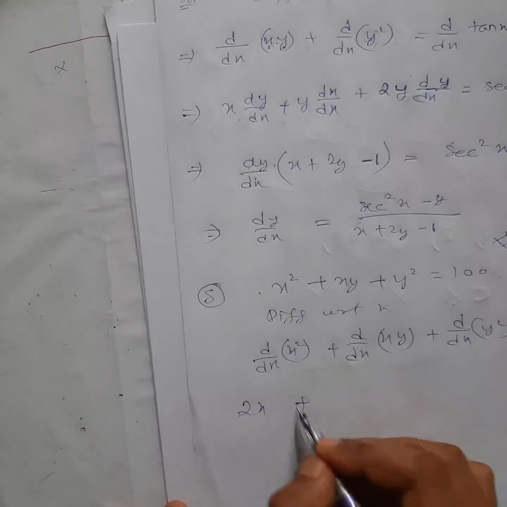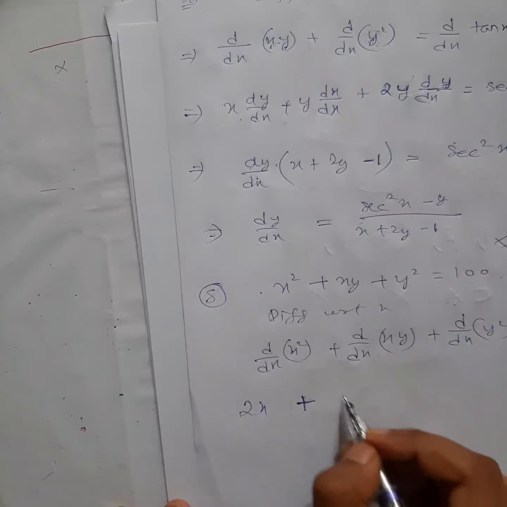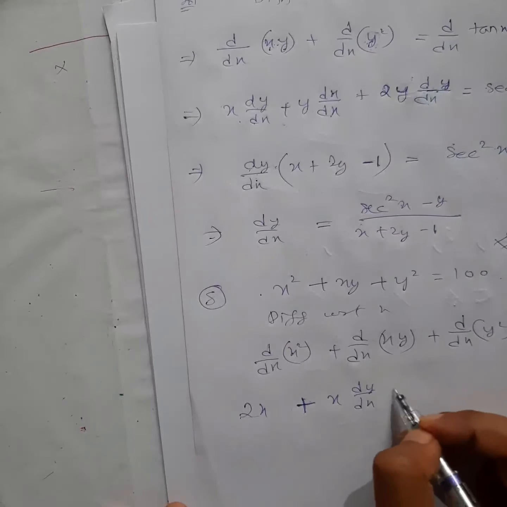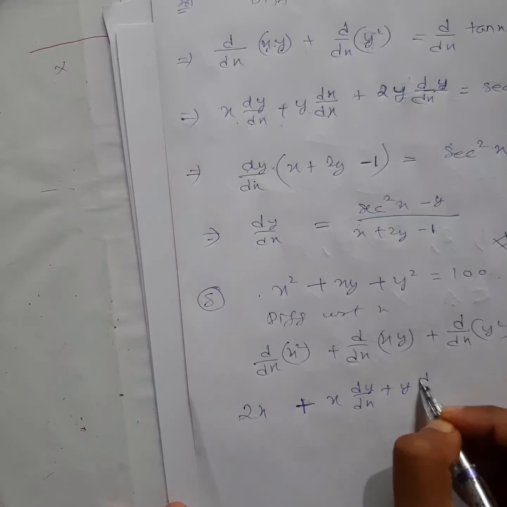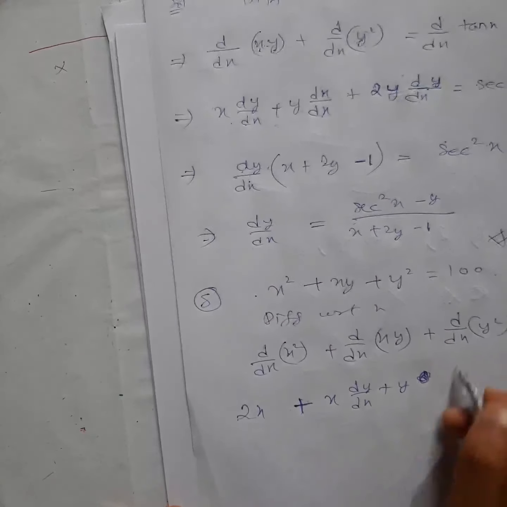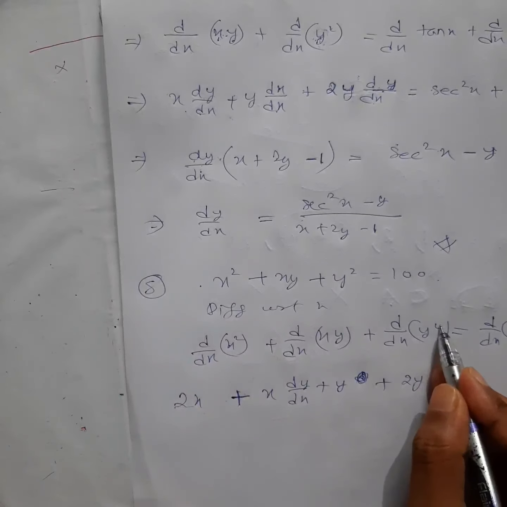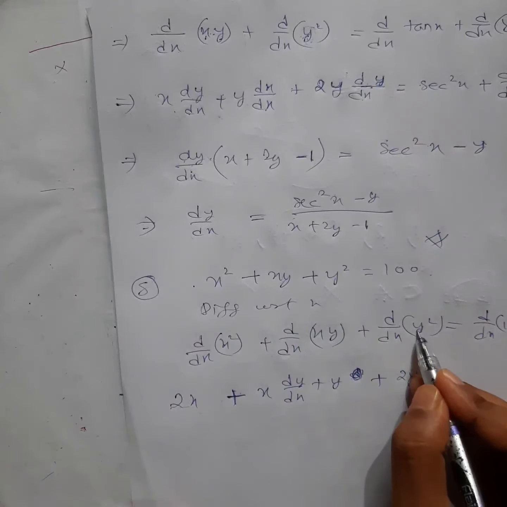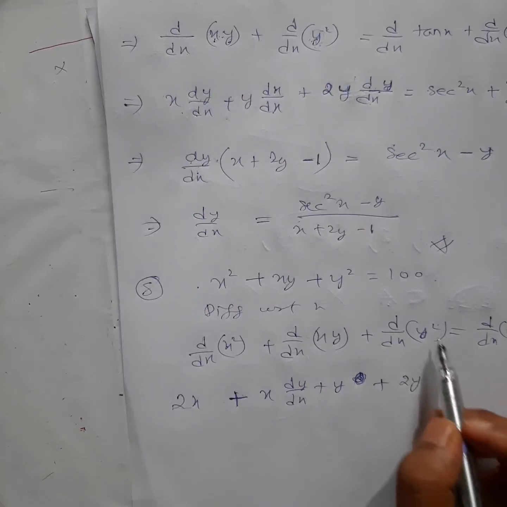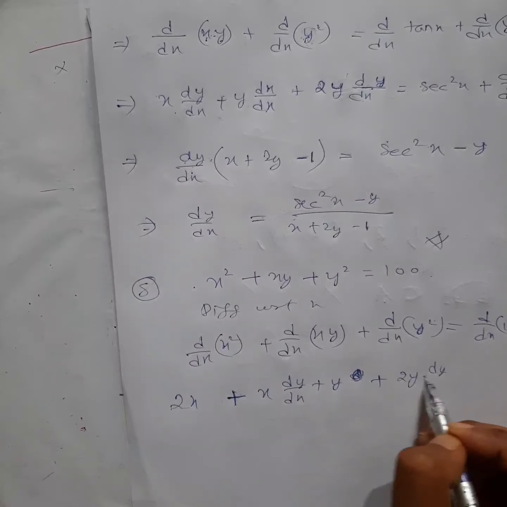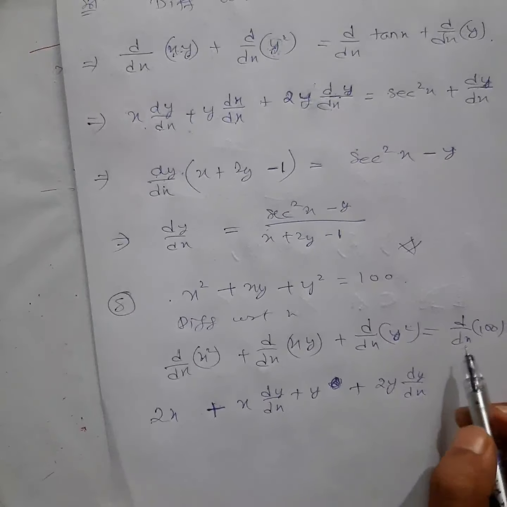So this will be 2x only. Next, this one, uv form, so x, keep it as it is, dy by dx. Next time, y, keep it as it is, dx by dx. So I will write just simply 1 only, plus here 2y. This is of the form x square, but in place of x you have y, right? X square form means 2x again, y you have to differentiate with respect to x.